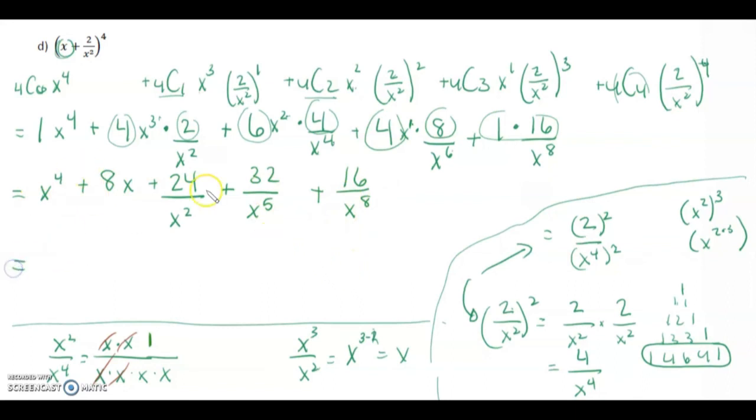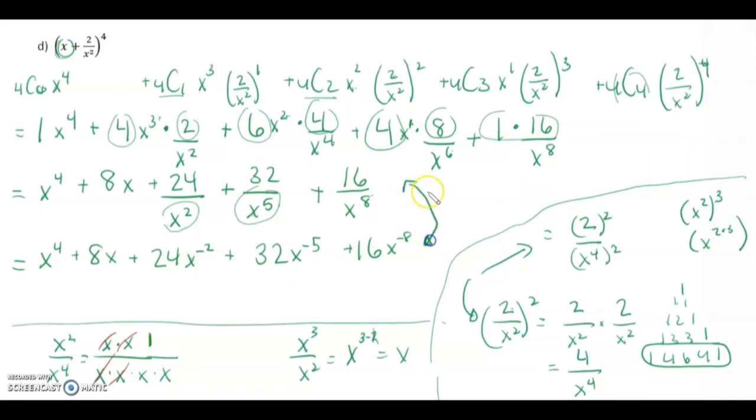The only other way that you may want to write this final answer is x to the 4 plus 8x plus 24, and instead of writing x squared in the denominator, we can write x to the negative 2. Instead of writing x to the 5 in the denominator, we can write x to the negative 5, and then x to the negative 8. So that would turn into 24x to the negative 2, 32x to the negative 5, and 16x to the negative 8. These are equivalent. You do not have to do this last step. You can leave it as fractions.